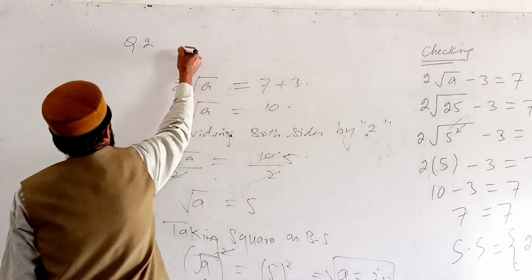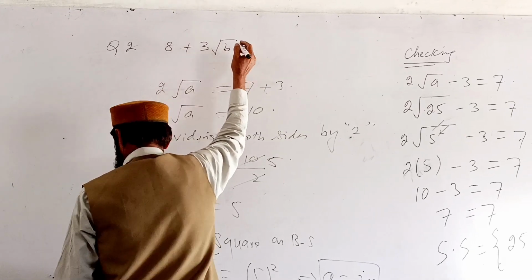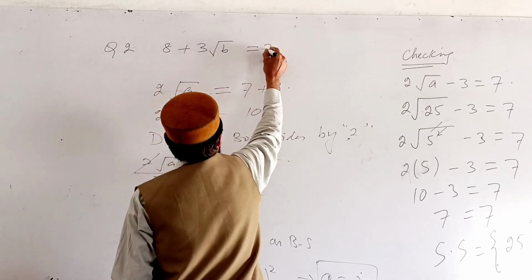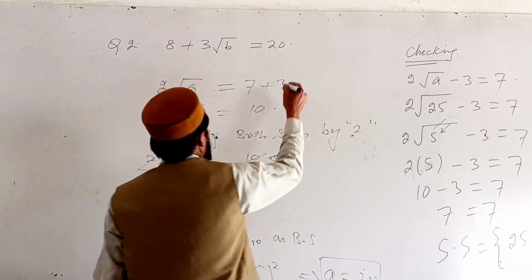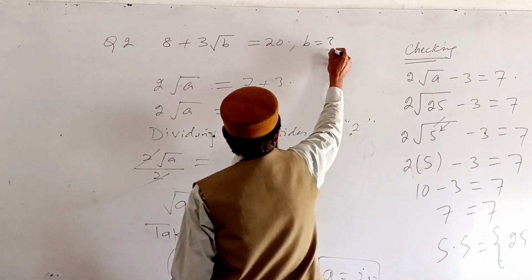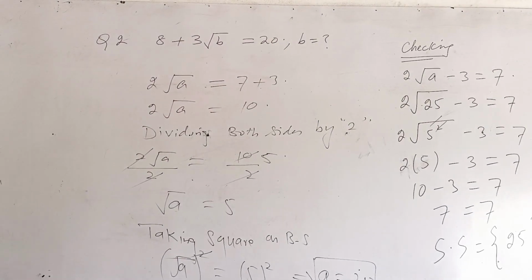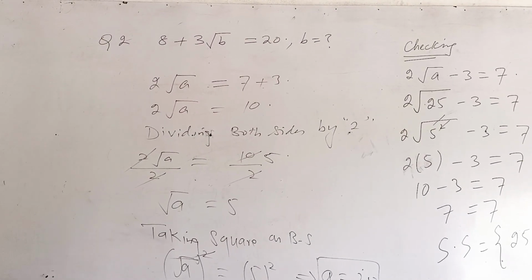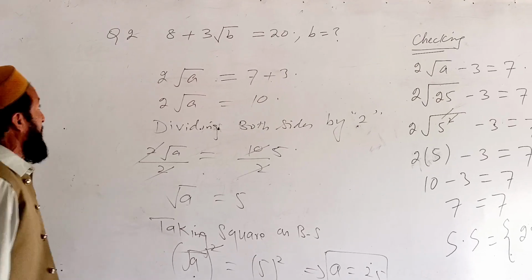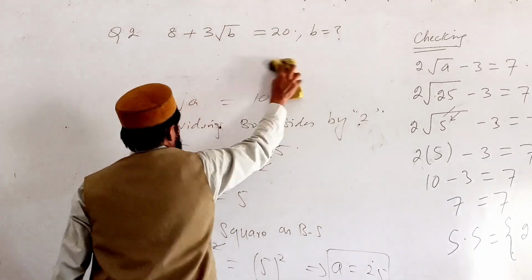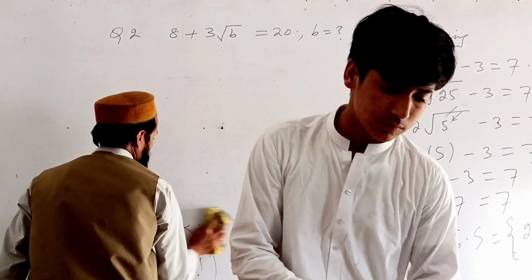Today we have exercise 7.2, question number 2. Now try to solve 8 plus 3 under the root b is equal to 20. How can we calculate the value of b, which is unknown? In this type of question, in the radical equation, first of all we find the value of b, then we check. Verification is a must in this question.